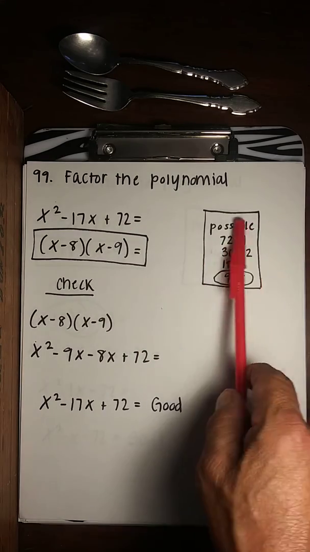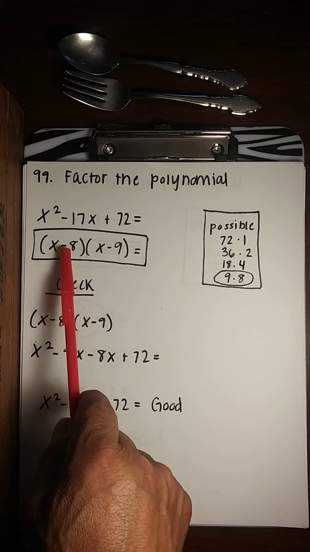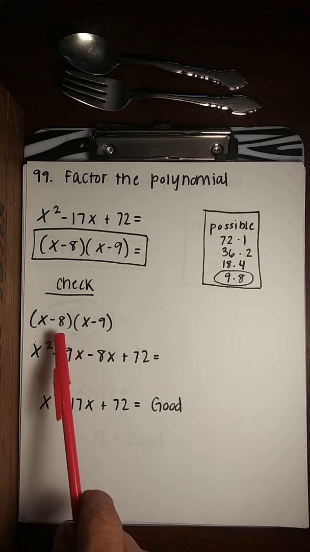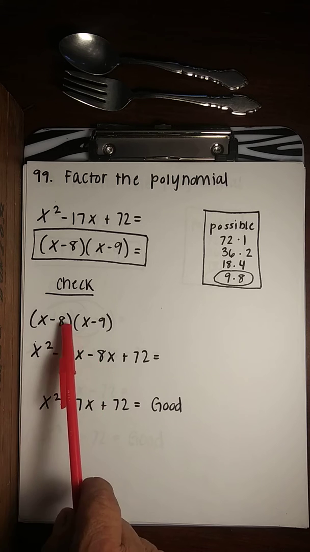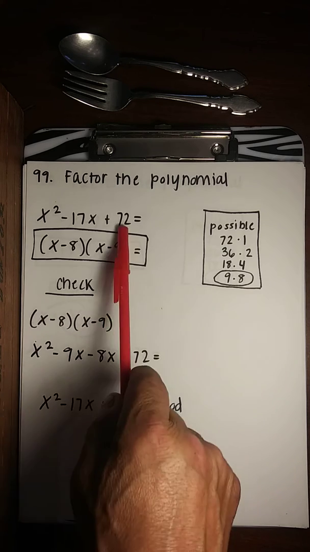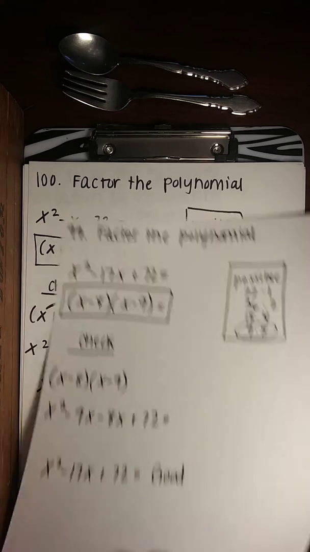Factor. Same thing. 72. All the possible ways. So, x minus 8, that's our guess. Let's check it. X times x, x squared. X times that, negative 9x. That times that is negative 8x. That times that is positive 72. So, x squared minus 17x plus 72 matches. Yes, it's good.